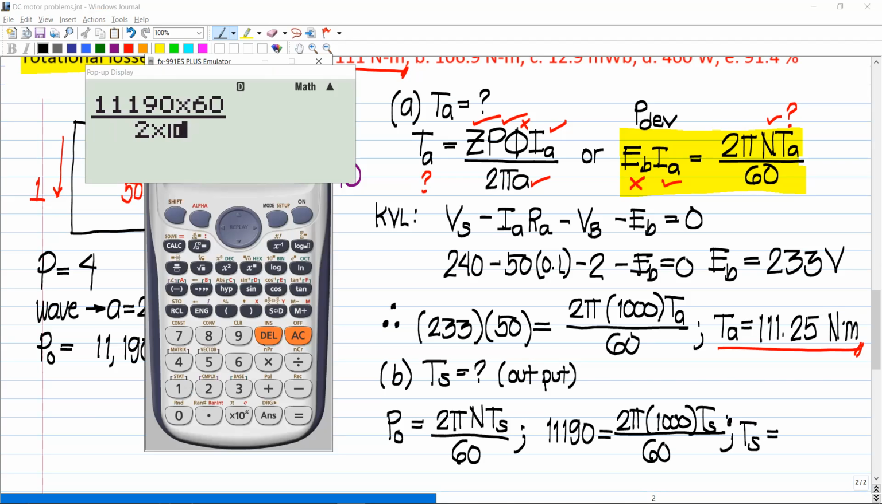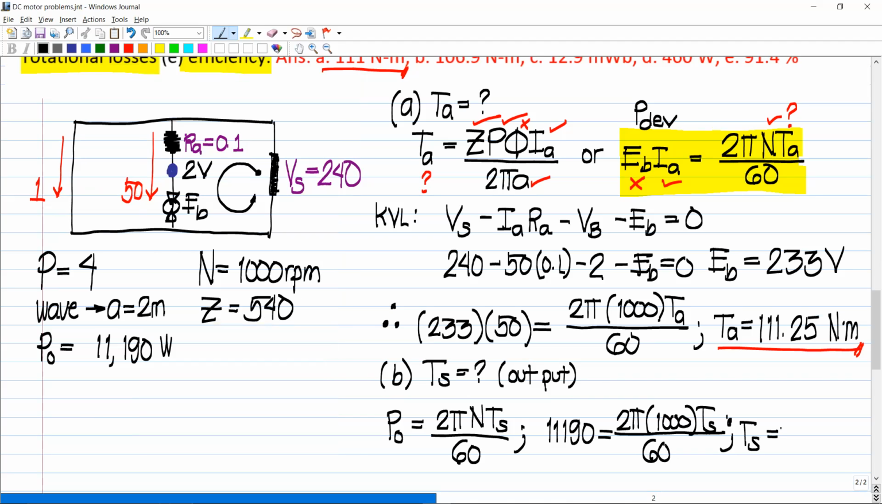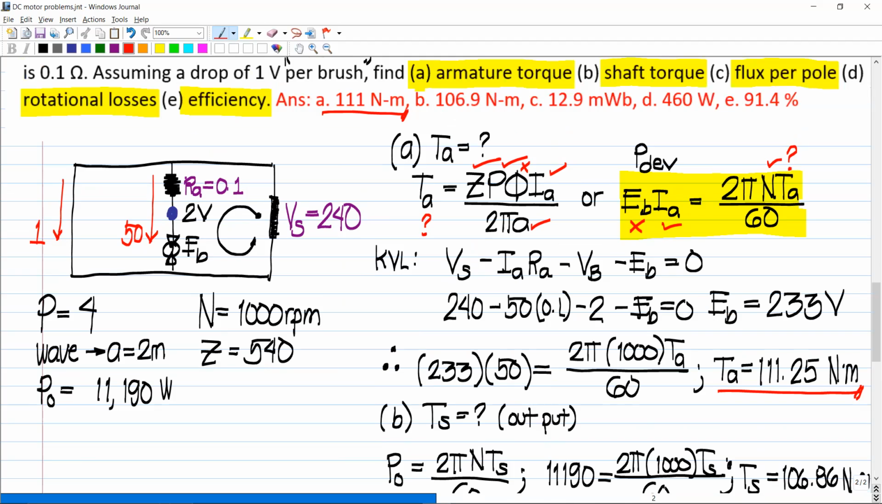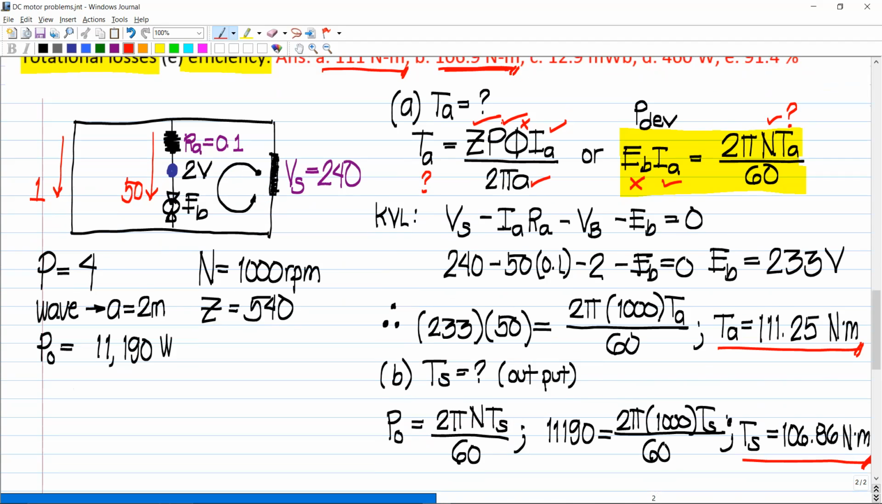So, 2 pi times 1,000. 106.86 Newton meter. So, this is our answer in letter B. So, check natin, no? In letter B, the answer is 106.9. So, tama pa rin naman. So, next for letter C, let us find the flux per pole.